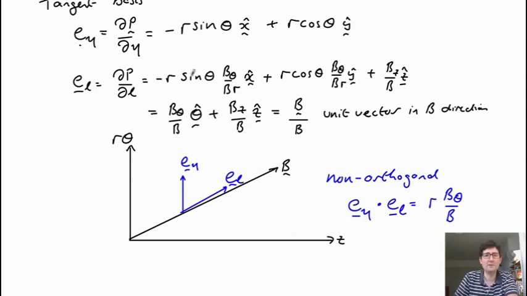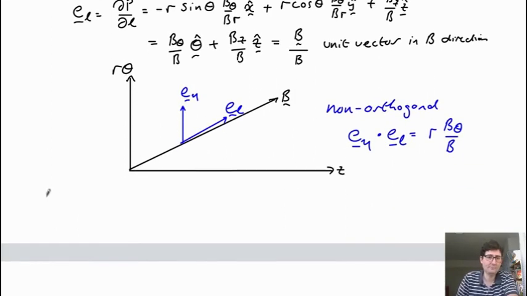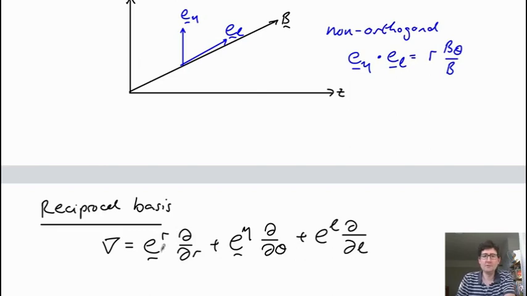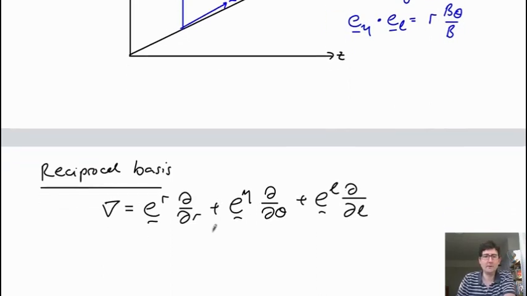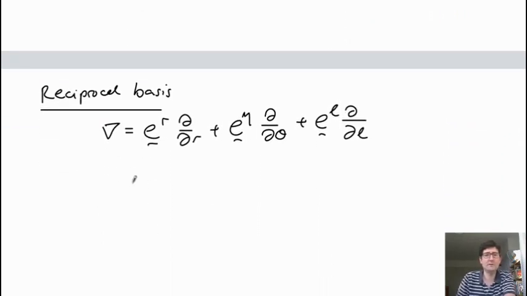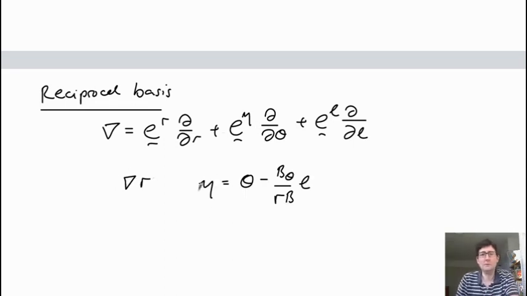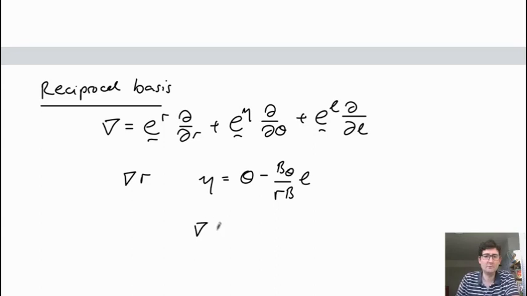So when we take gradients in this coordinate system, we can write the gradient operator in terms of these 3 vectors. So in r, eta, and L, and then the easiest way of getting these is just the r vector, we haven't changed. So this is just grad r. So eta is just theta minus this b theta r over rb times L, and so we can just differentiate that straight away. So grad eta is just grad theta, and it's just grad L. So in this case, we're assuming that these are just constants.